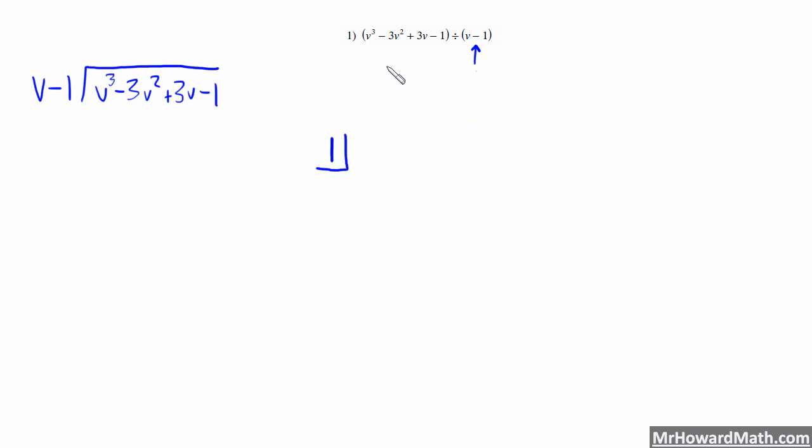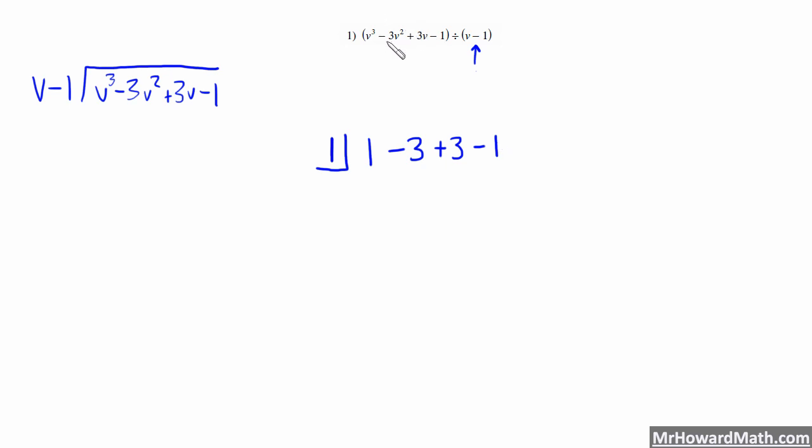Our next step is to write each of the coefficients of our terms in order here. So we have 1v cubed, so we have a 1 that goes here. We have a minus 3v squared, so that's minus 3 goes here. Then we have plus 3v, so that's going to be a plus 3. We're just doing the coefficients and then the constant here. And we have a minus 1 last, so that's just minus 1.